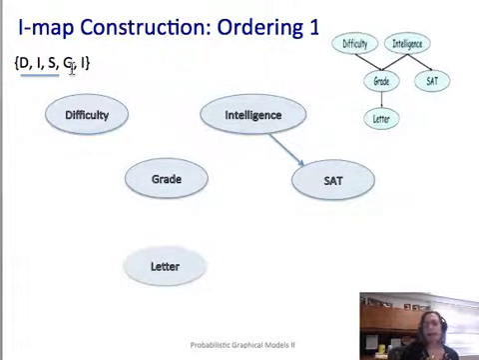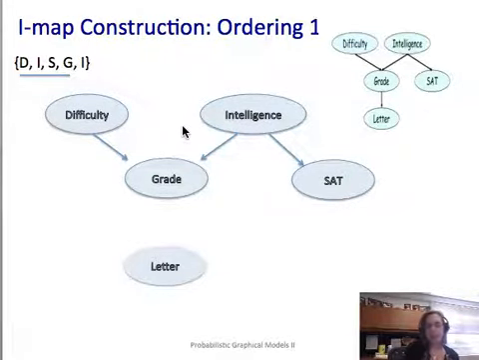Now let's think about adding G. Well, if we add G, we have to ask the question, is D a parent? Well, certainly there would be an edge here. Intelligence, yes, certainly there is an edge there. And what about SAT? Well, if we know intelligence, we don't need to know SAT. They are, in fact, independent, so here are our edges.